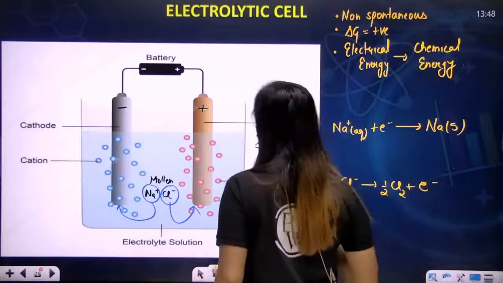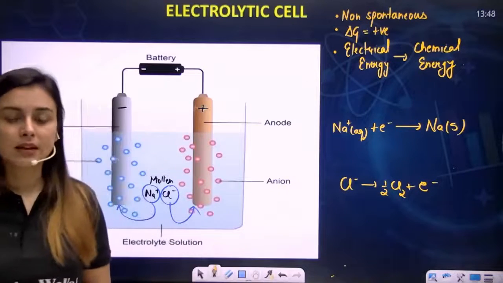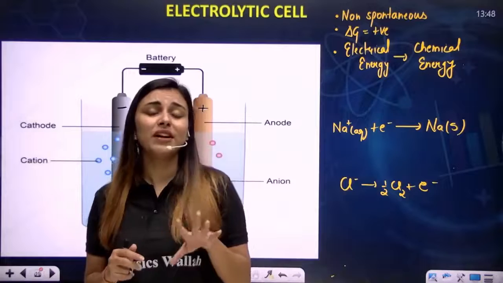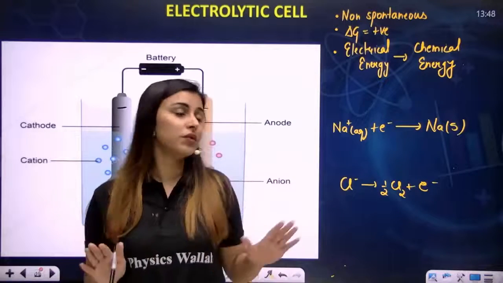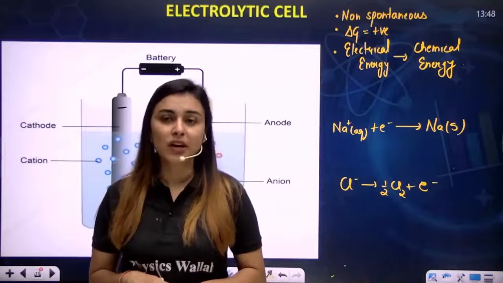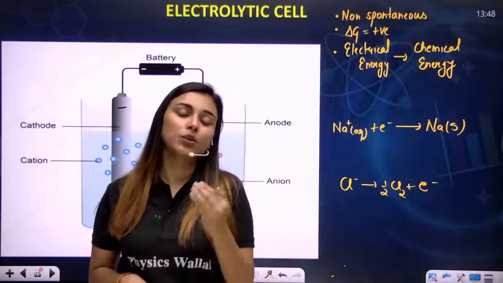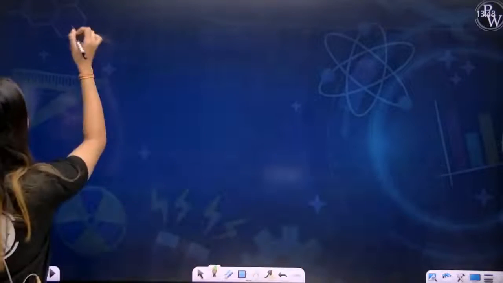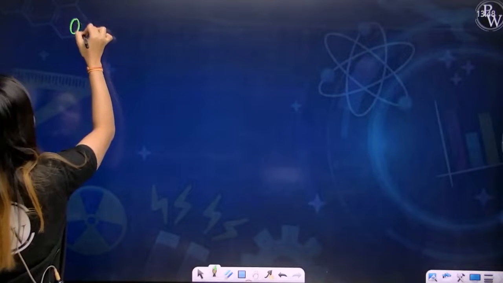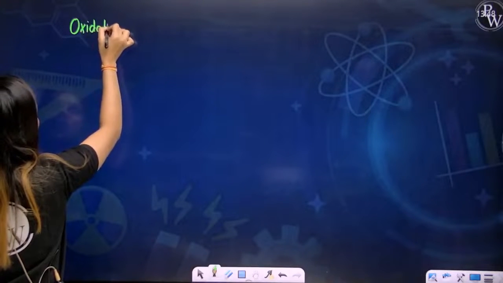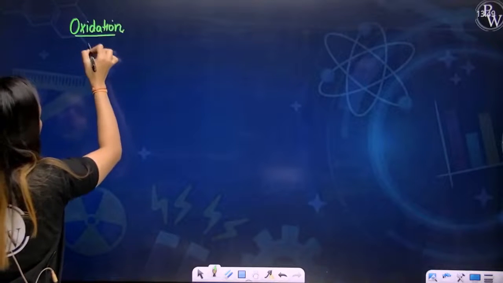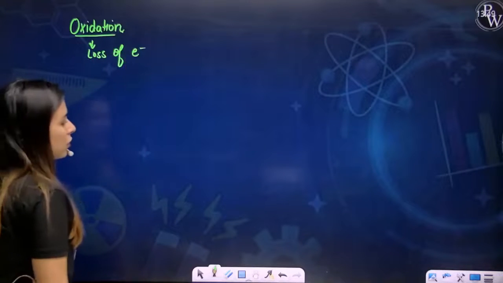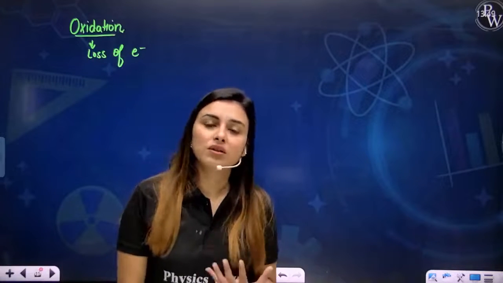Now what I want to make you understand is, my dear students, whenever you talk about electrodes, you have two types of electrodes. You have one anode and you have one cathode, but you don't know which of the two is anode and which is cathode. So now we'll understand how to find out which electrode is which. For that you need to understand this concept: what is oxidation? Oxidation is loss of electron. Whenever there is a loss of electron, it is known as oxidation.